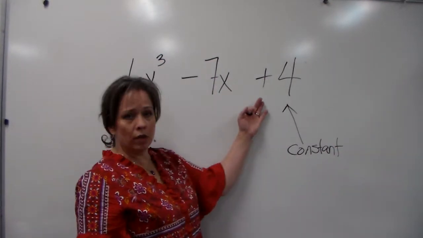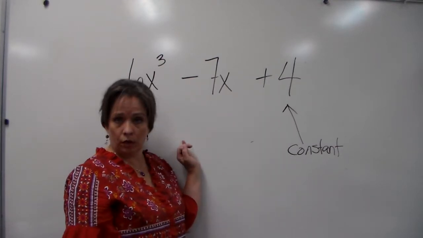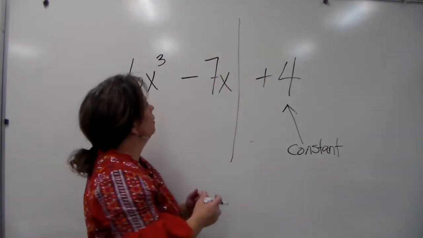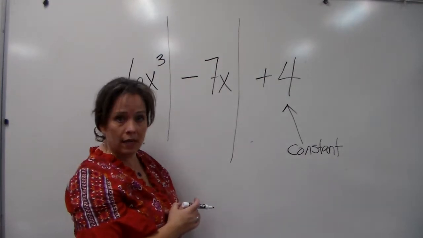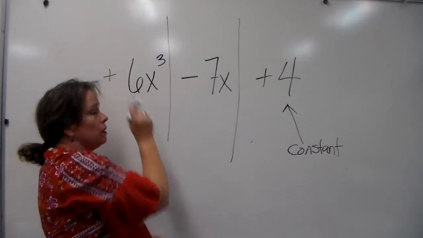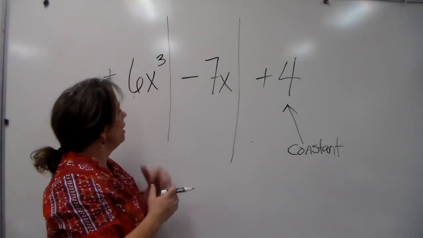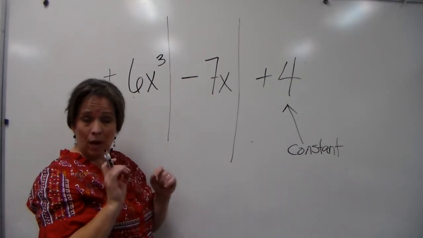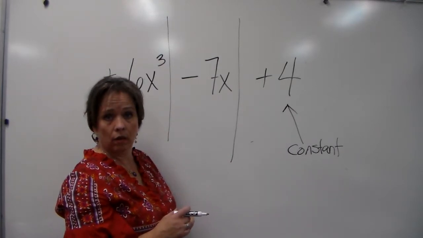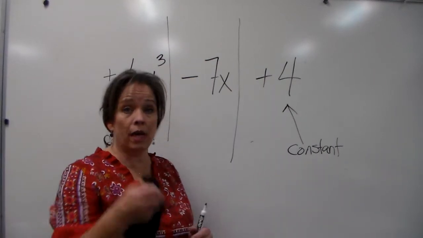Okay? And it's important to remember that the sign to the left of the term goes with that term. So the term here is this plus 4. Our middle term is this minus 7x. And this first term actually has an invisible add in front. So remember that we need to always be mindful that our terms are always separated by an add or a subtract, okay? Let's look at some more definitions with our polynomials that you see on page 1 of your notes.